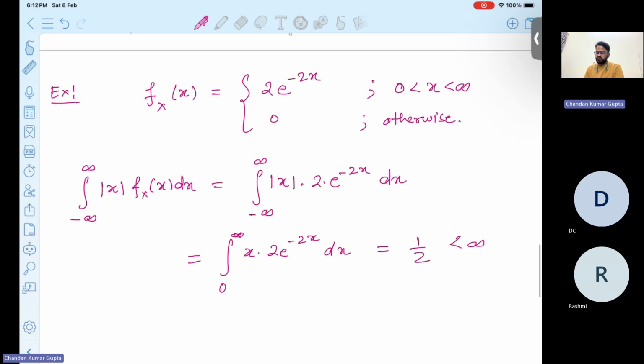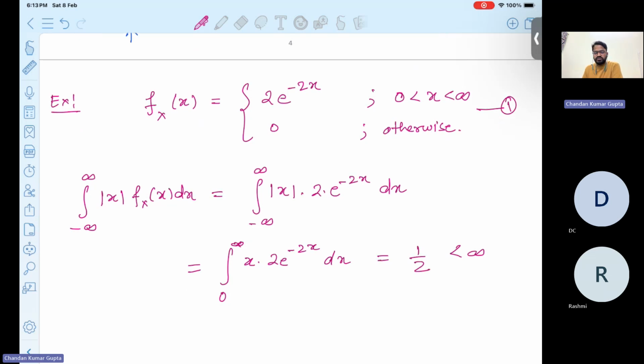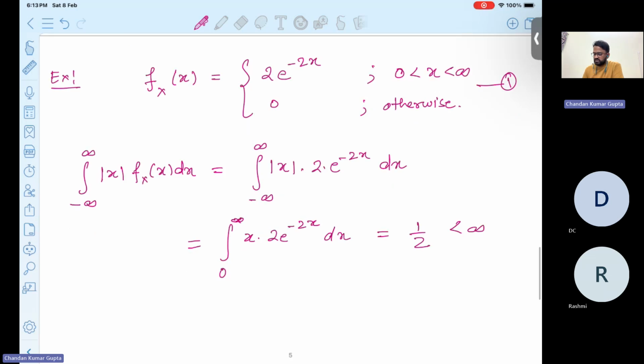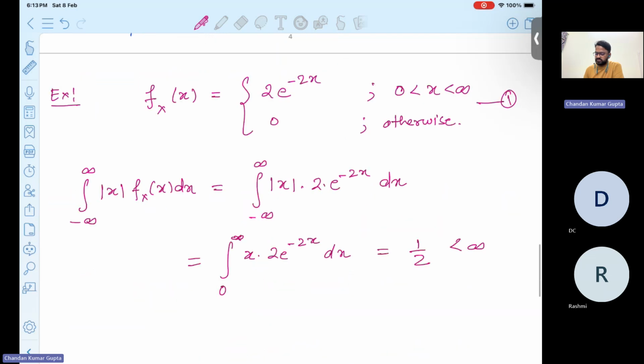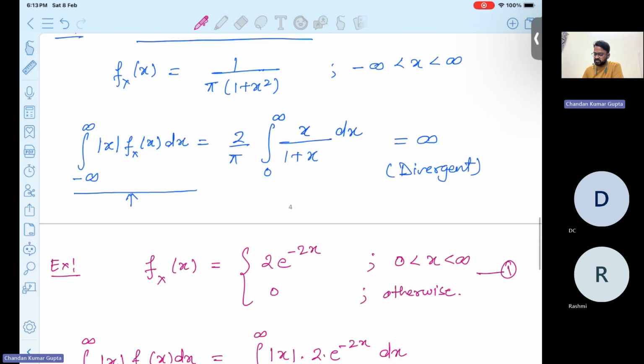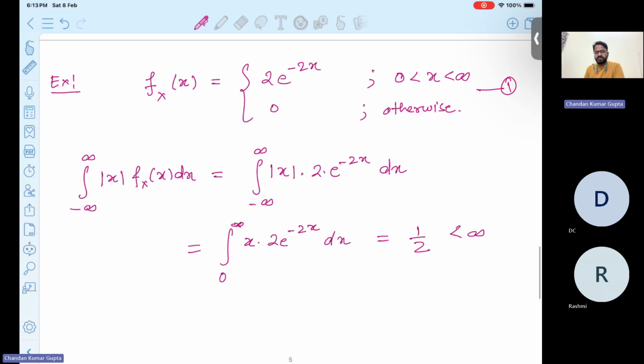So we are able to calculate the expectation of the random variable x for which the PDF is given in this particular equation, suppose equation 1. Actually it is the PDF of the exponential distribution, so its mean and variance are already well defined. So here, in the first case, the absolute integration is not possible, and in the second case it is possible. So in the first case, we are not able to calculate the expected value of the random variable, and for the second example, the expectation of the random variable x can be calculated.